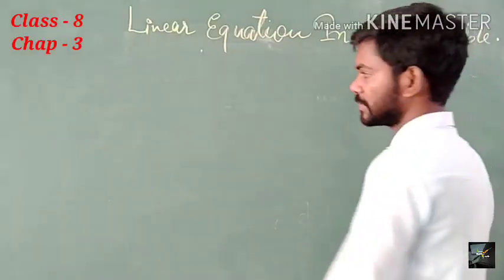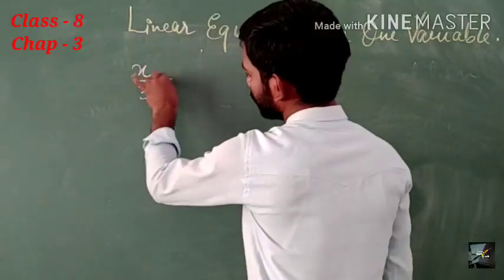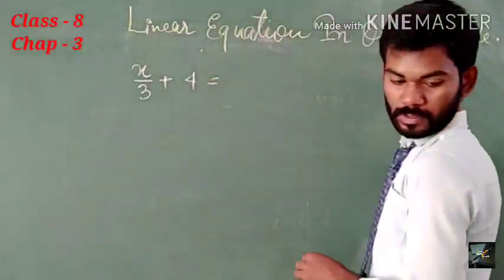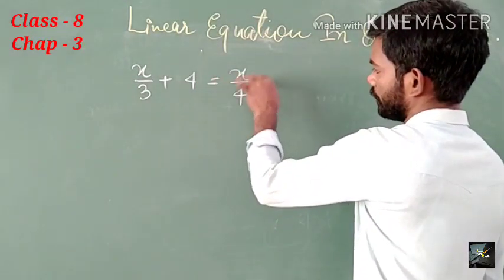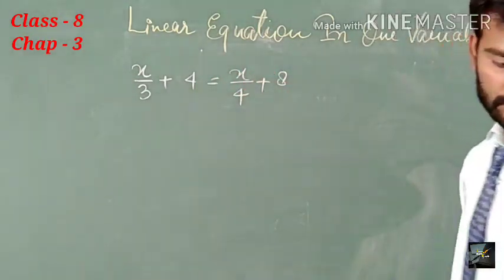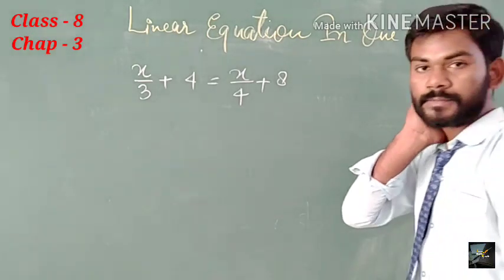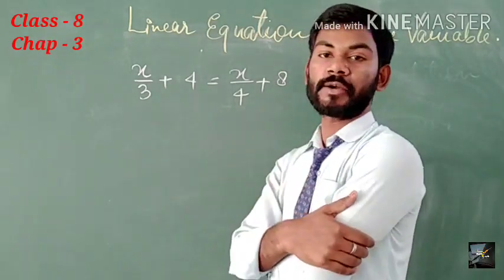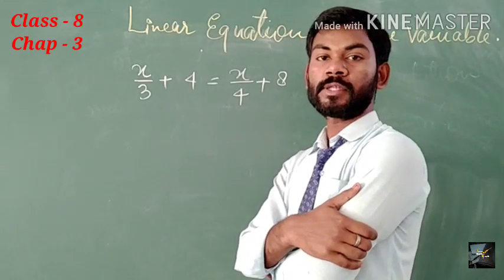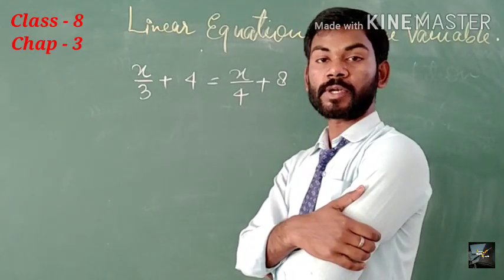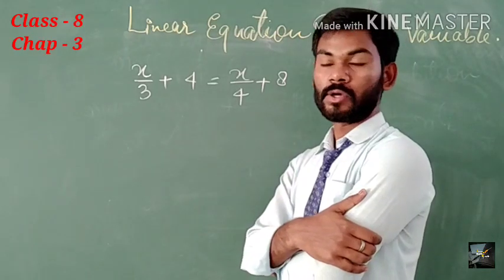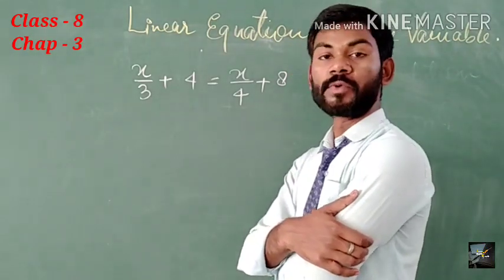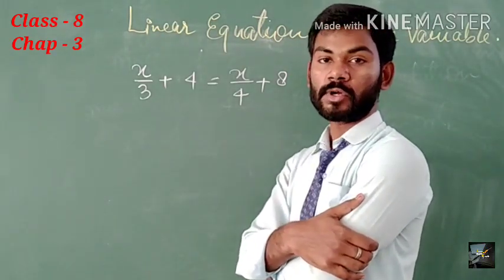The second question is x by 3 plus 4 is equal to x by 4 plus 8. Okay, in order to solve this question, in the left hand side we can see that 4 is added with x by 3. So in the first step, we shall subtract 4 on both sides. Okay, so I think that the statement is needed to write here. We directly subtract 4 on both sides.